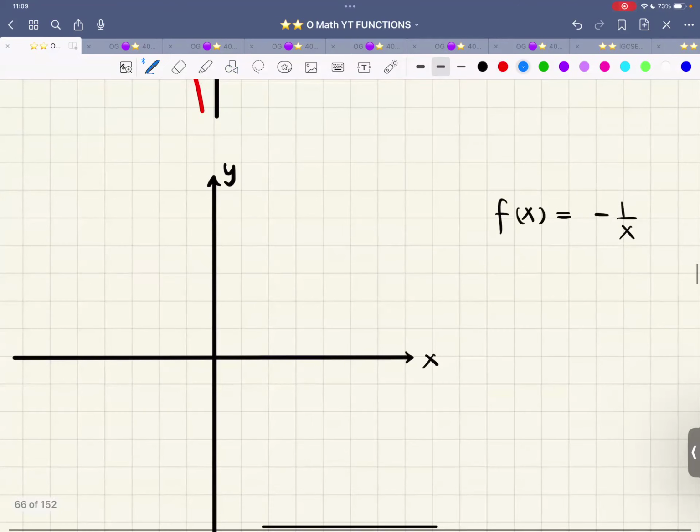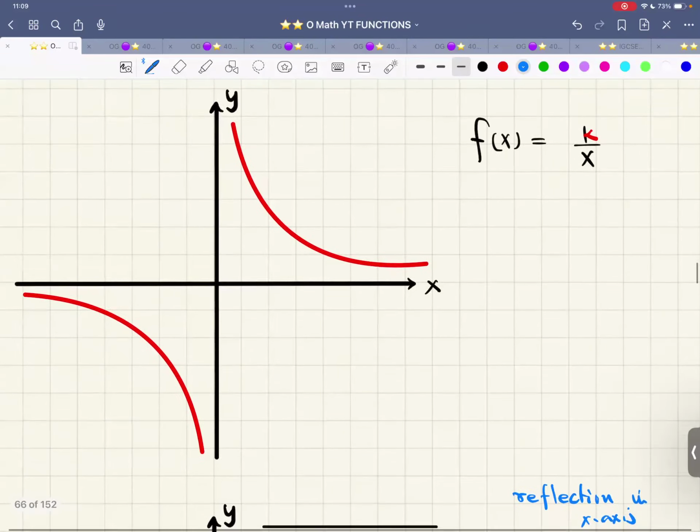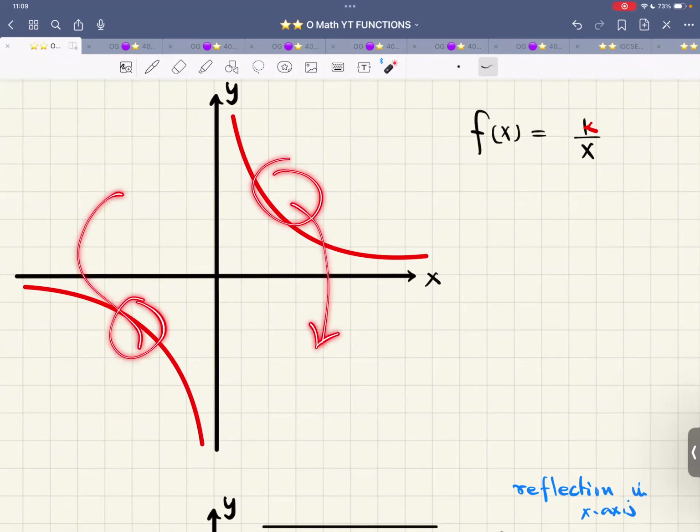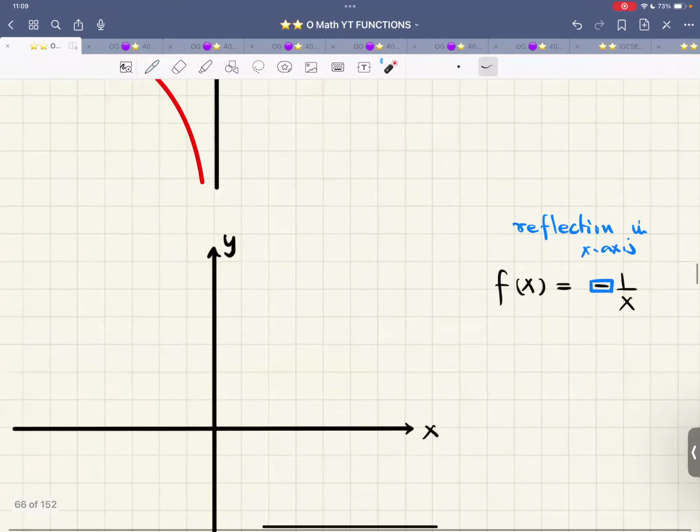Now, what happens if there is a negative sign on the outside? This is a reflection in the x-axis. So therefore, this thing over here will go down, this thing will go down, and this thing will go up. That is reflection in the x-axis.